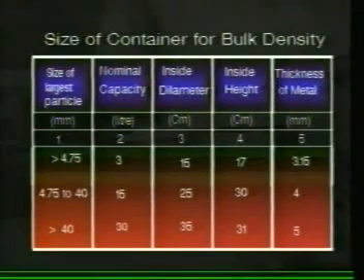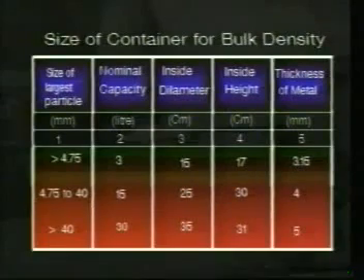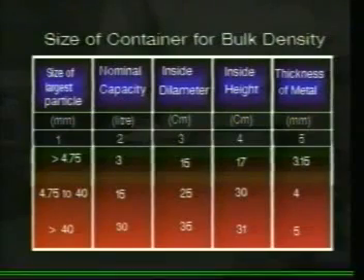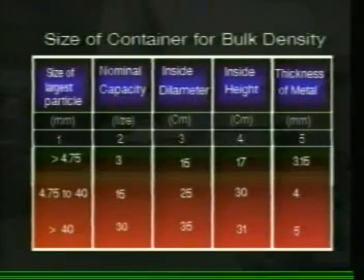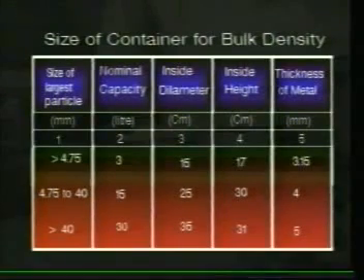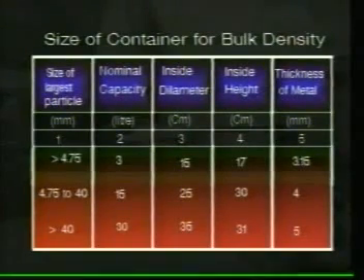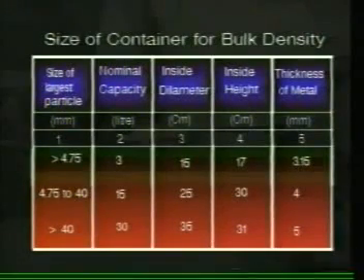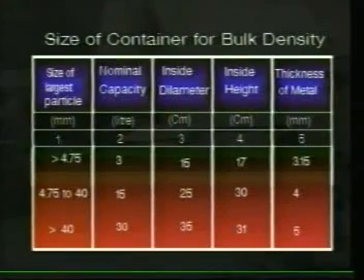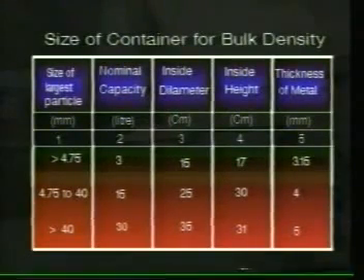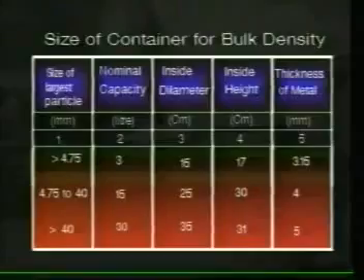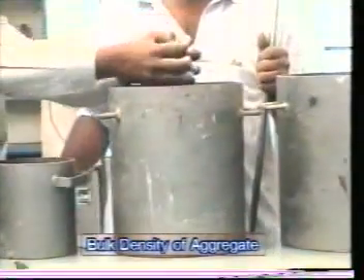As you can see in the table, the sample now selected passes through the 40 mm sieve and is retained on the 4.75 mm sieve. The corresponding metal measure for determination of bulk density is 15 liter capacity, whose inside diameter is 25 cm and whose inside height is 30 cm. Thickness of wall of measure is 4 mm. Now this metal measure is selected.